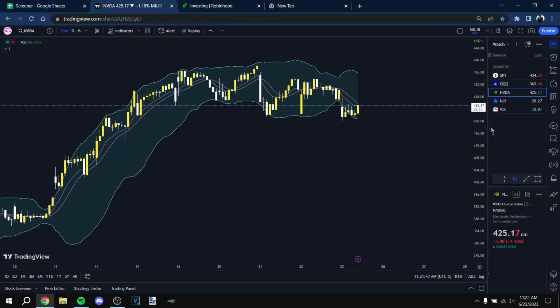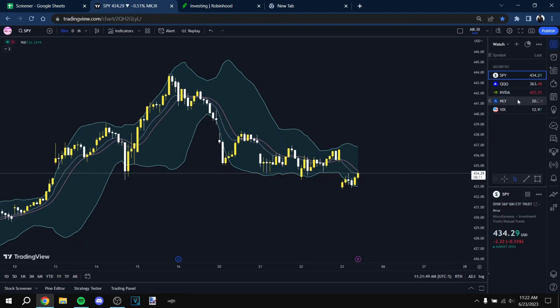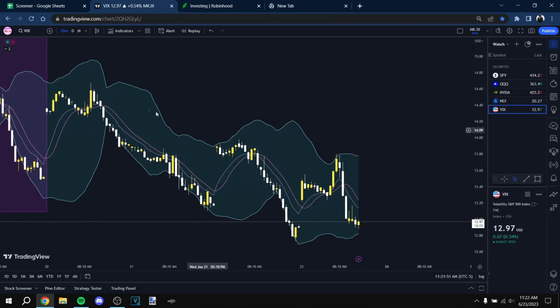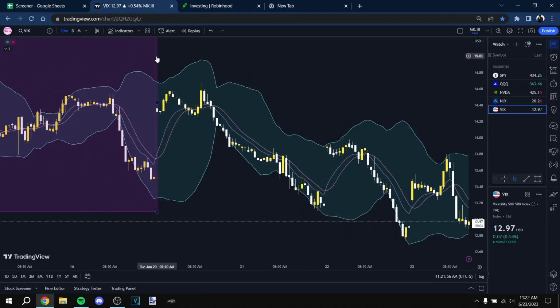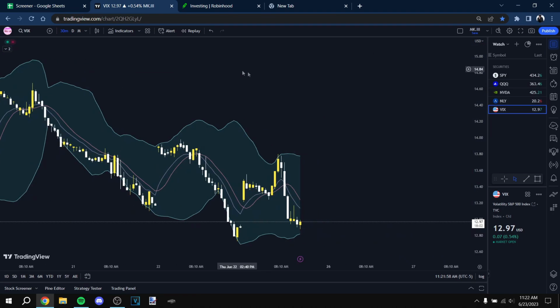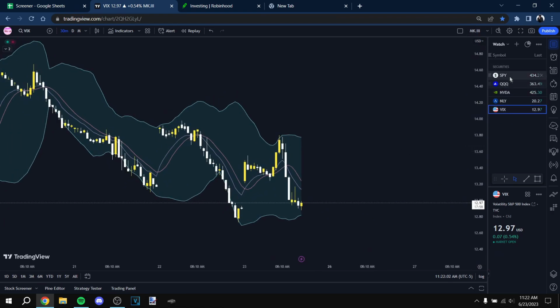And Lord, the VIX, bro, this is worrying me. There's literally no more premium. Like, come on. So I don't know. I'm sure something will happen.